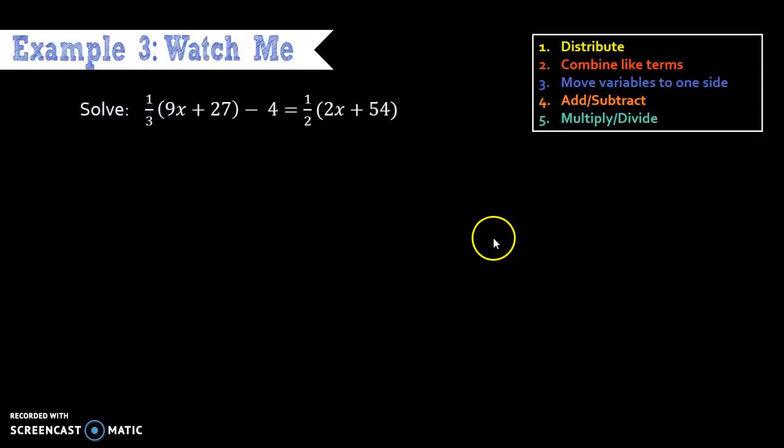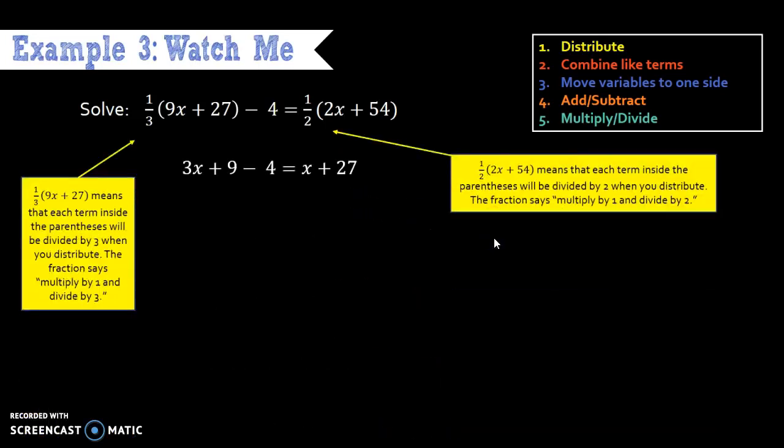If we're solving this equation right here, we're going to start by distributing. So 1/3 times 9x plus 27 means that you're going to take the values inside the parentheses and divide by 3, because this fraction tells me to multiply by 1 and divide by 3. Similarly, on the right-hand side, 2x plus 54 is being multiplied by 1/2. That means I multiply by 1 and divide by 2. That's where the 3x plus 9 is coming from. Over here, I divided those terms by 3. And then the x plus 27 results from dividing those terms by 2.